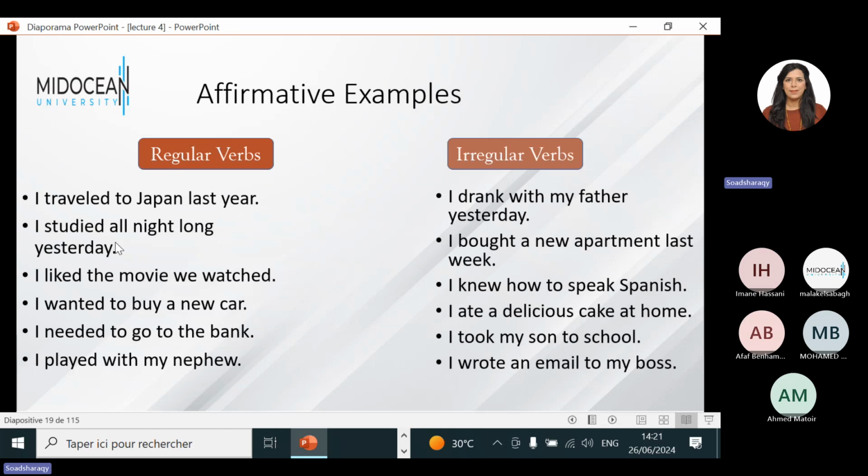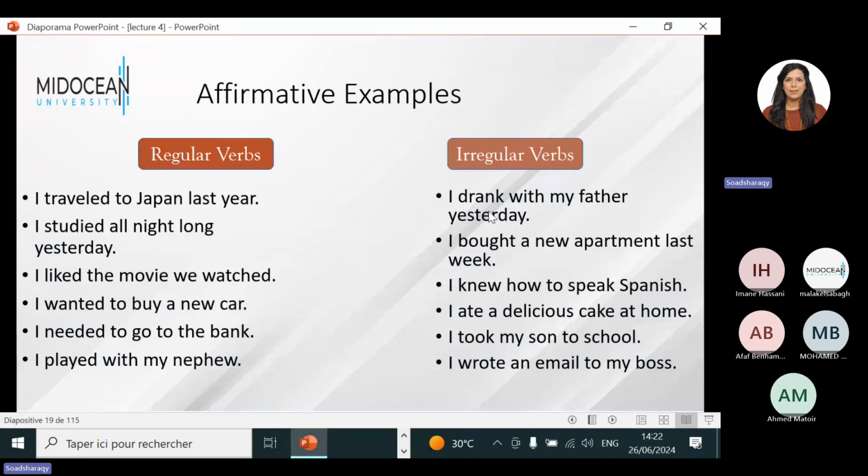I studied all night long yesterday. The verb is to study. I liked the movie. We watched it. The verb to like is a regular verb too. I wanted to buy a new car. So the simple past of want is wanted. I needed to go to the bank. So it's a regular verb and we add -ed. I played with my nephew. The simple past of the verb to play is played. Here you have examples of regular verbs, affirmative examples too.